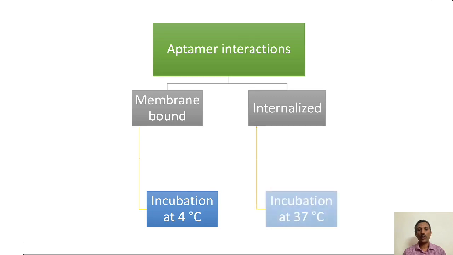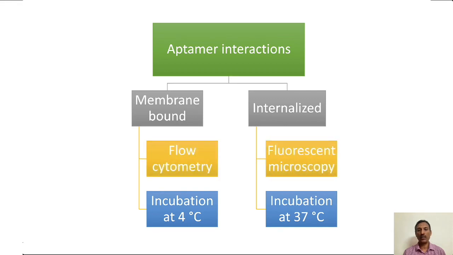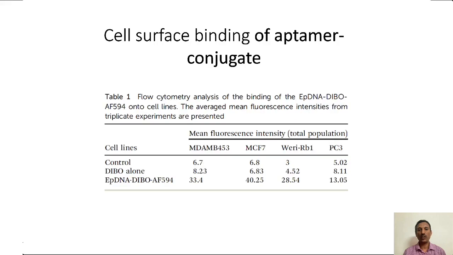So, to study that, we carried out the conjugations at incubation at two different temperatures. So, for the membrane bound, we carried out the reaction at 4 degrees, and for the internalization studies, we carried out the reaction at 37 degrees centigrade. And the 4 degree centigrade reaction was studied by flow cytometry, and the internalization was studied using fluorescent microscopy. So, these are two different types of analytical techniques which tell where our aptamer is.